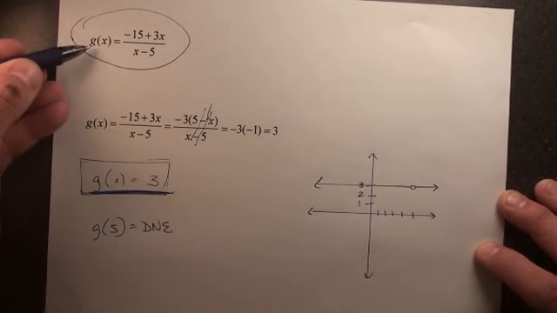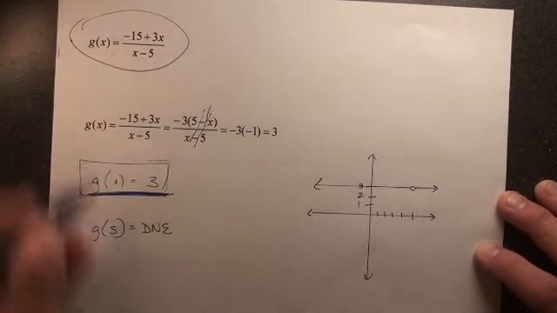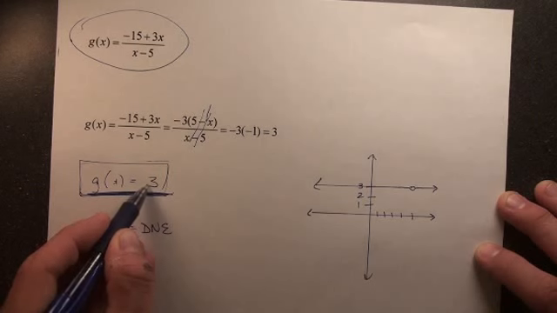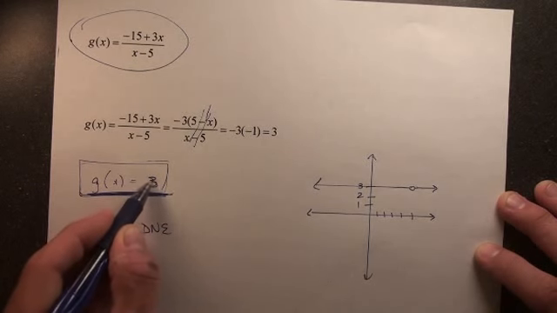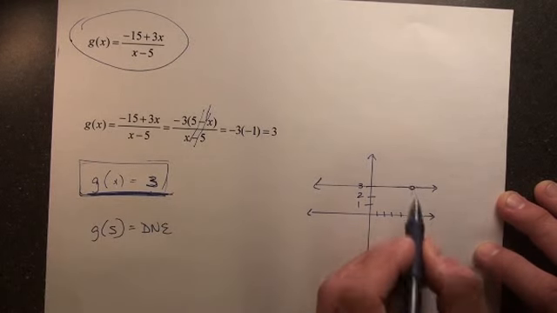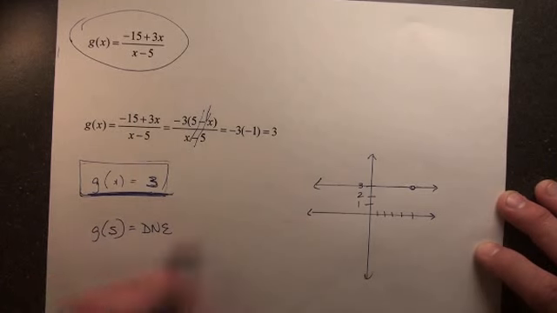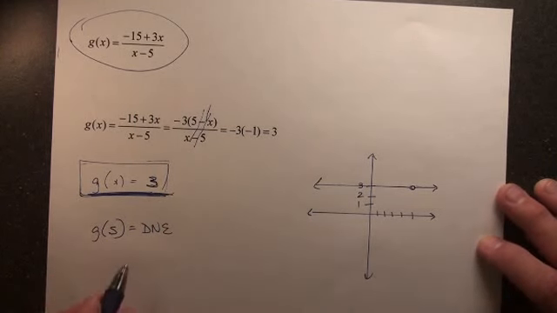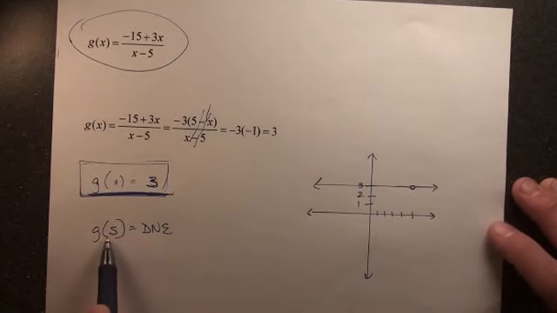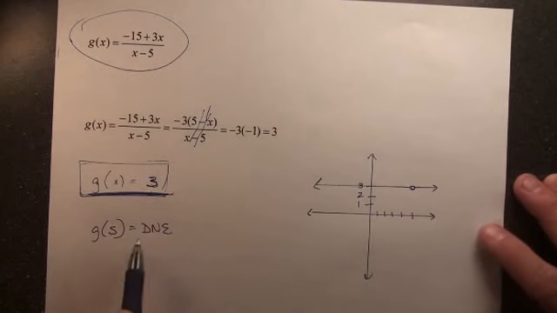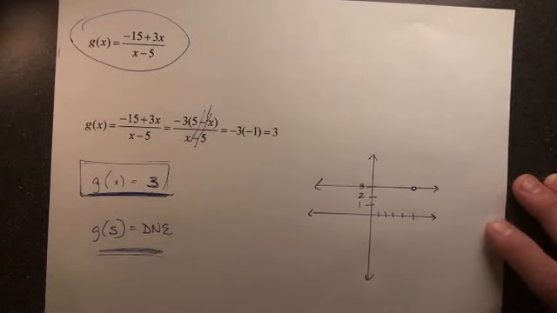But in the original g of x, there's an issue at 5. G of 5 does not exist. Even though someone might say it arguably equals 3, it does not equal 3. G of 5 definitely does not exist. Now, you may do limits. You may find the limit as g approaches 5 is 3, but g of 5 definitely does not exist.